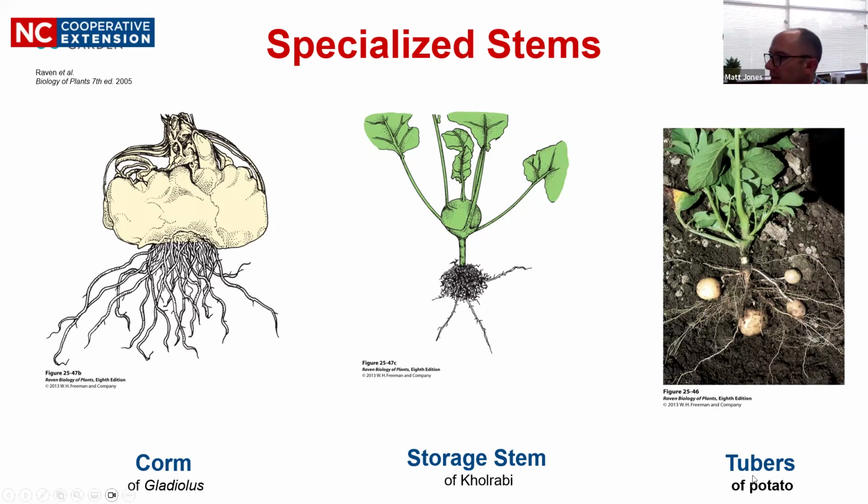So in the case of white potatoes, Irish potatoes, which are not from Ireland, but from Peru, those are modified stems, and you can tell that they are modified stems because of the eyes on a potato. Those are just stem buds, and if you let them grow, they become new stems. It's just like you would find lateral stems on a normal stem.